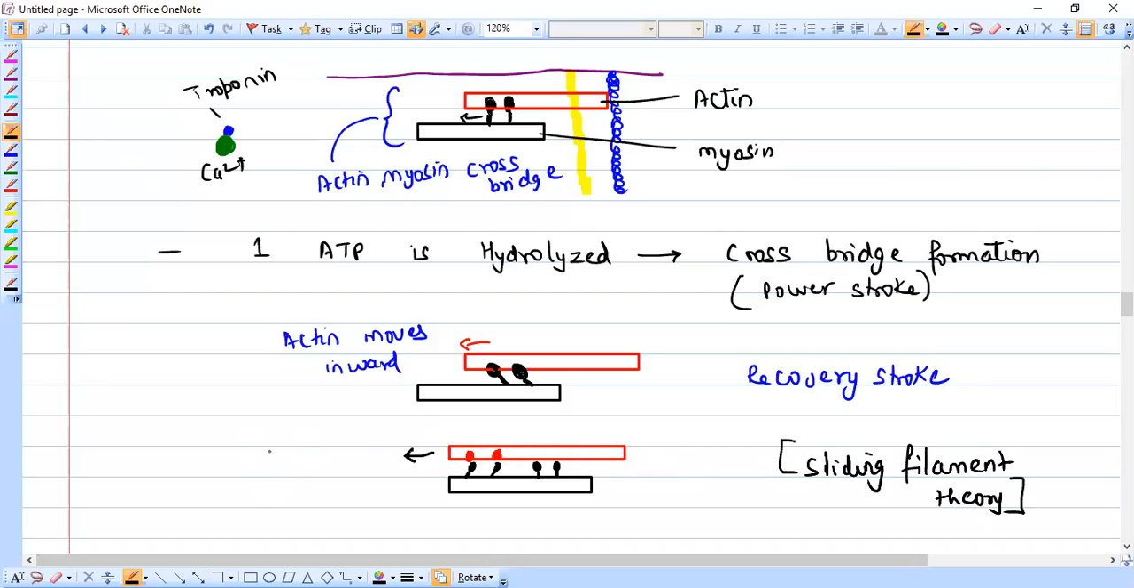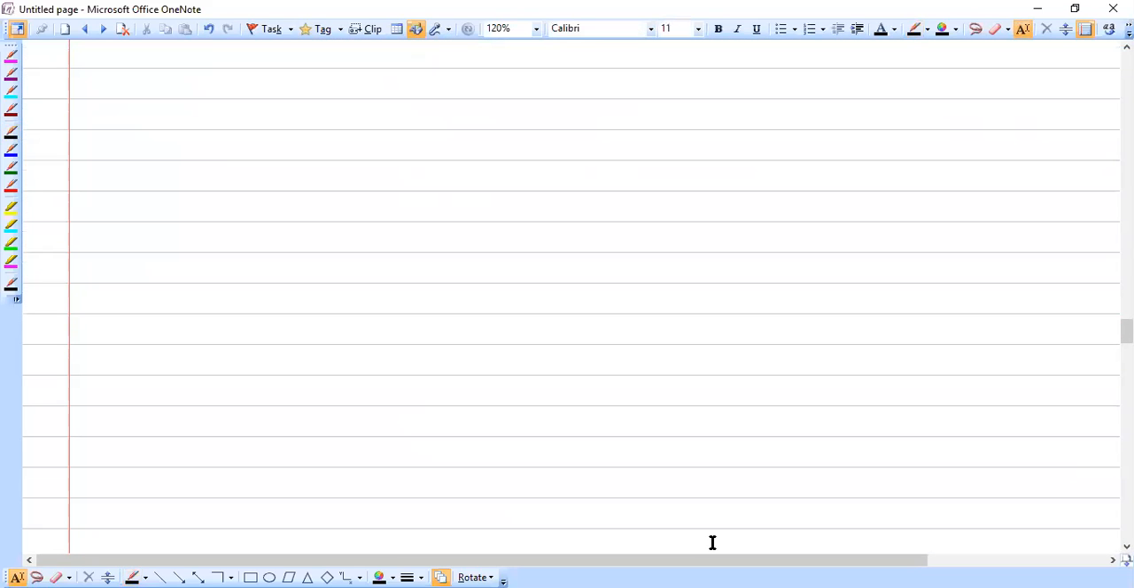Since this takes place in both directions, the sarcomere contracts. So this power stroke and recovery stroke help the muscles to contract. Let's understand again with the help of a separate mechanism, called the sliding filament theory. This is the next one that we are going to study. So we are talking about the sliding filament theory. This theory results in muscle contraction.